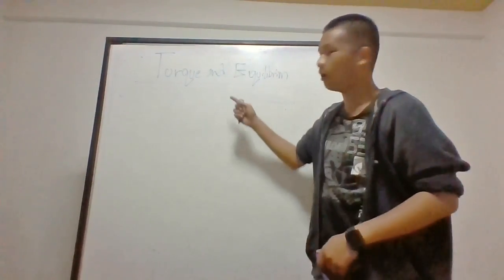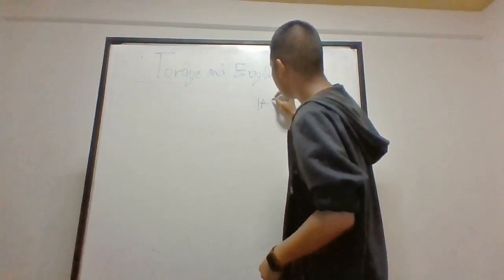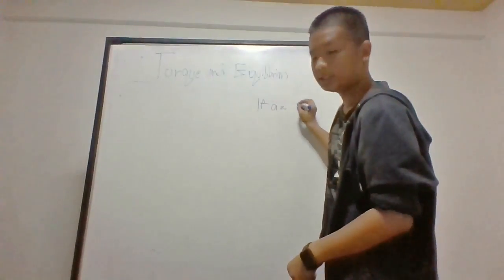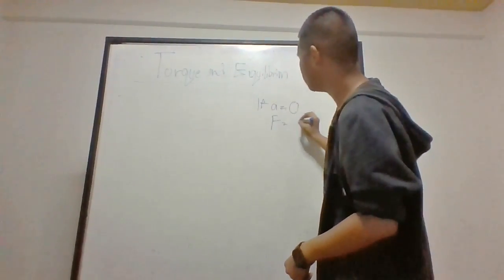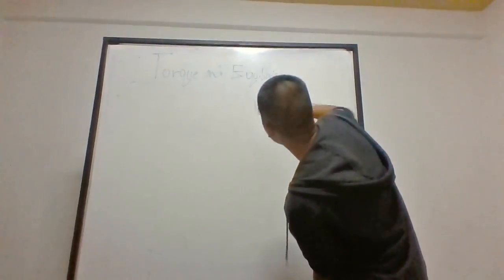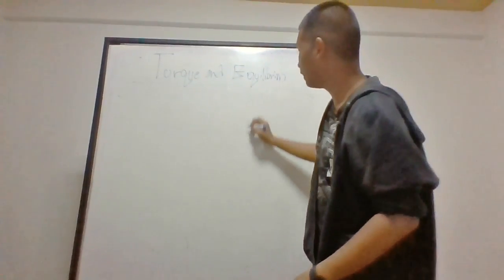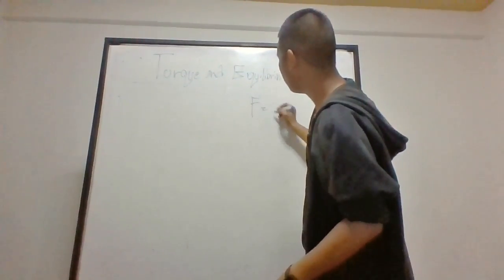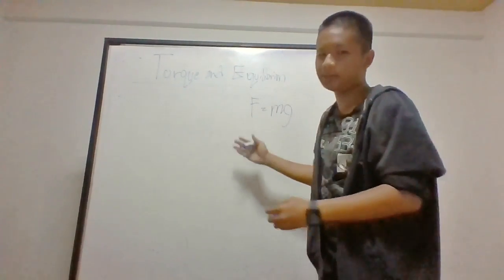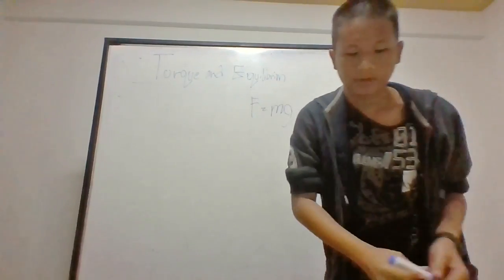So in normal equilibrium, if the acceleration is equal to 0, the force is equal to 0. But in the case of torque, you can put something like F equal to mass times gravity. It's especially that only torque can use this, I guess.